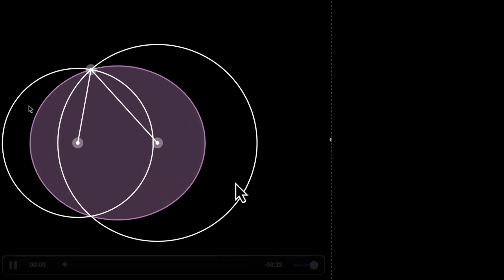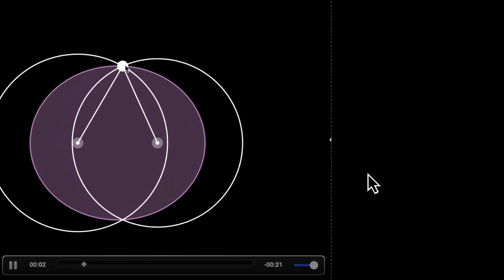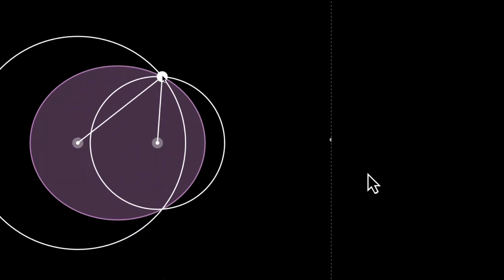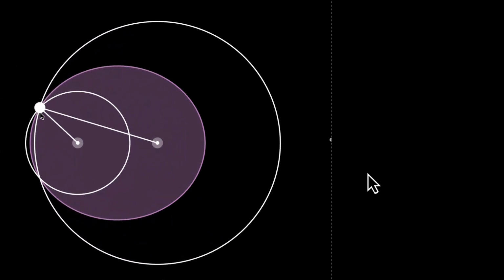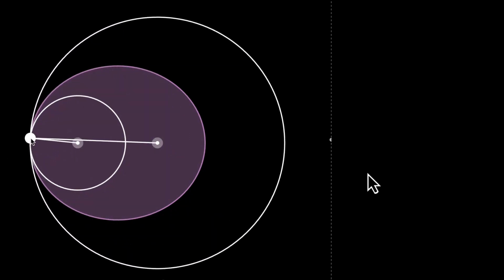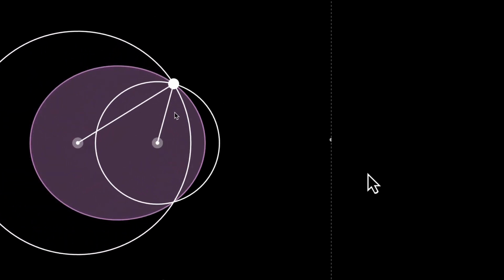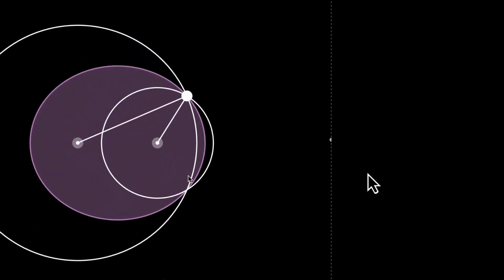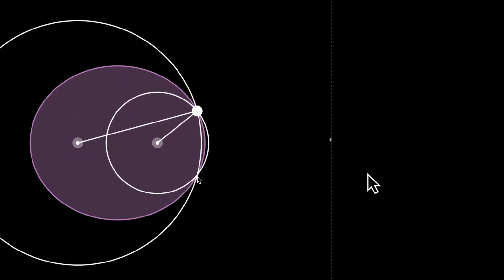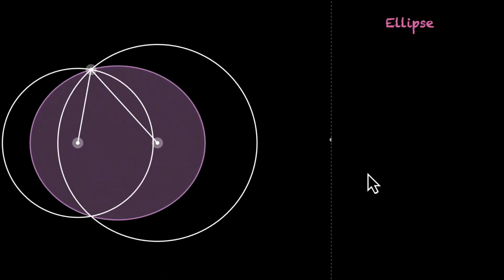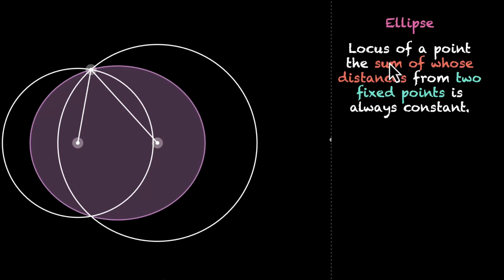Let's see this in action. Okay. When the point moves, the sum of distances from these two fixed points, the foci, remains constant. If one circle increases in size, the other one decreases. The increase in radius of one is equal to the decrease in radius of the other. So this is called an ellipse. Let's define ellipse. It's the locus of a point, the sum of whose distances from two fixed points is always constant. These two fixed points are called foci. So this is an ellipse.